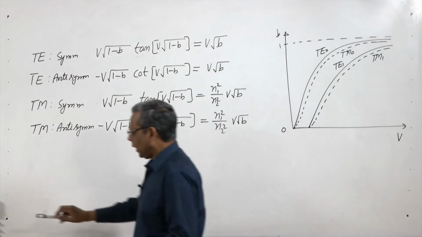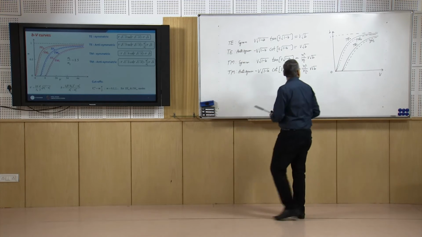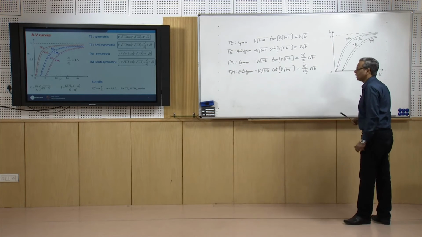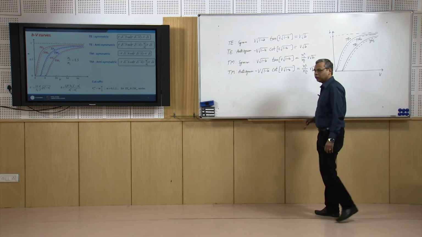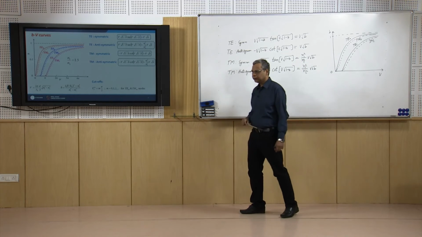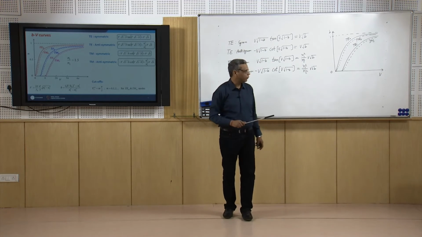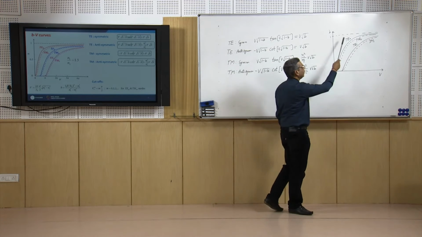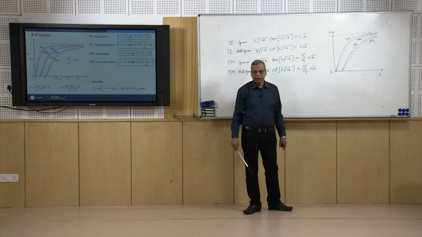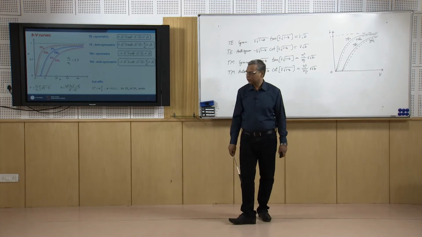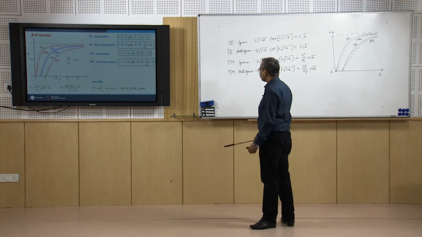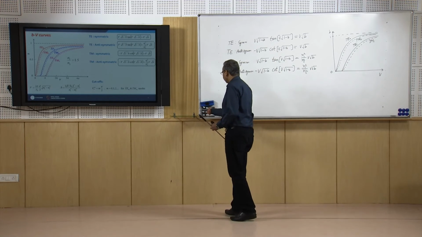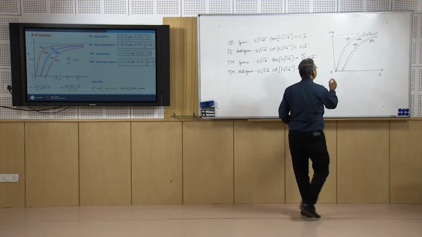So, I can generate these universal curves, BV diagrams, and if I now know the waveguide and the wavelength, then I can just calculate the value of V and go to these curves, find out the value of B and find out the value of propagation constants. Okay. The cutoffs of these modes are here.